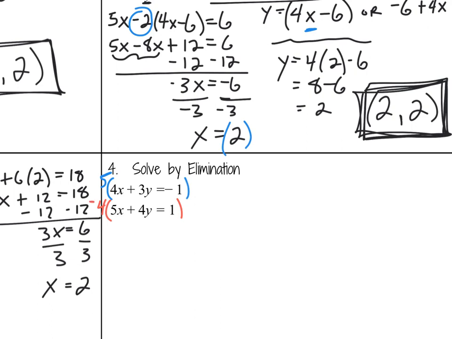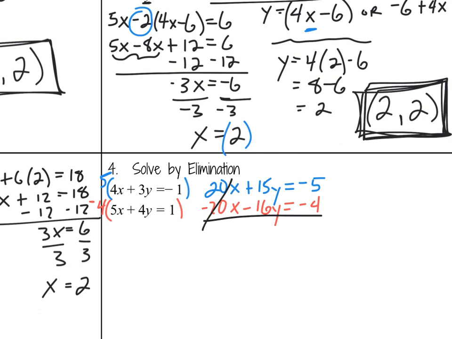So here we go. Distributing that 5 will give me 20x plus 15y equal to negative 5. Then distributing that negative 4 will give me a negative 20x minus 16y, and it's equal to a negative 4. Then when we combine these two together, my x's cancel out. 15y minus 16y is negative y, and that will be equal to negative 9, which means that y is equal to positive 9.